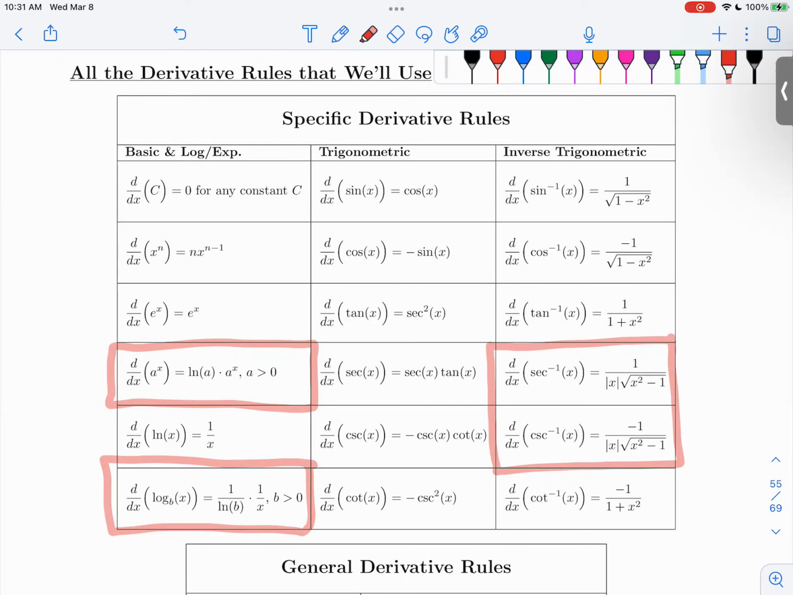I know it looks like a lot of rules, but a lot of them have probably become second nature at this point, after how many times we do these derivative problems.